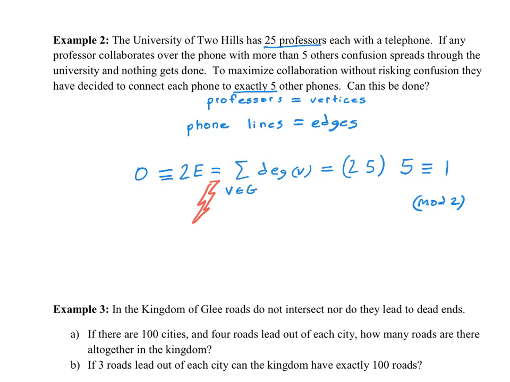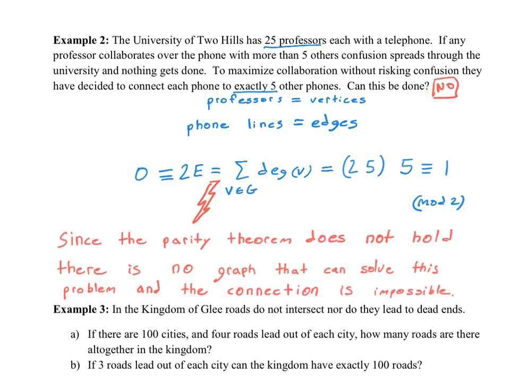The parity theorem doesn't hold here, but the parity theorem holds for every single graph. So it means that there's no such graph that can solve this problem. So can this be done? The answer is no. And the reason is that there is no such graph. All right, so let's look at the next problem.